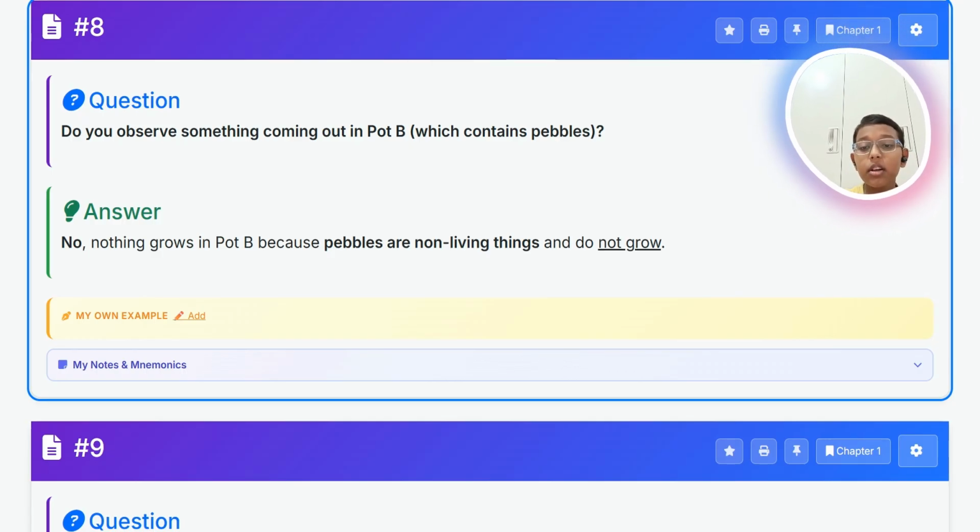Do you observe something coming out in pot B which contains pebbles? No, nothing grows in pot B because pebbles are non-living things and do not grow.